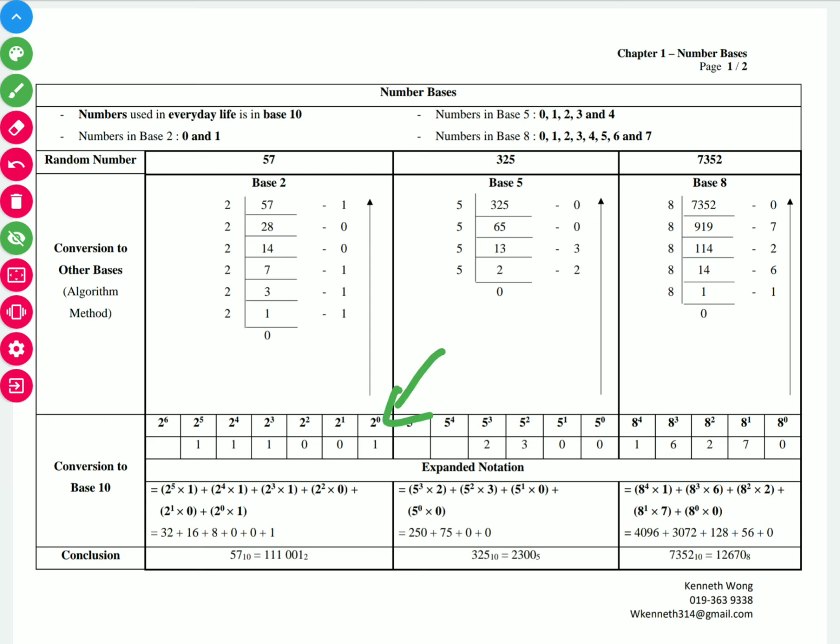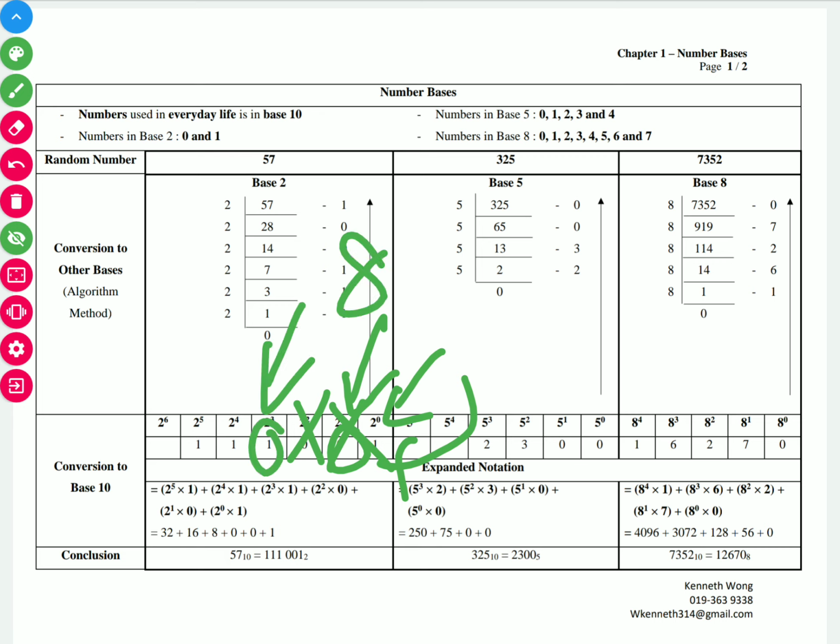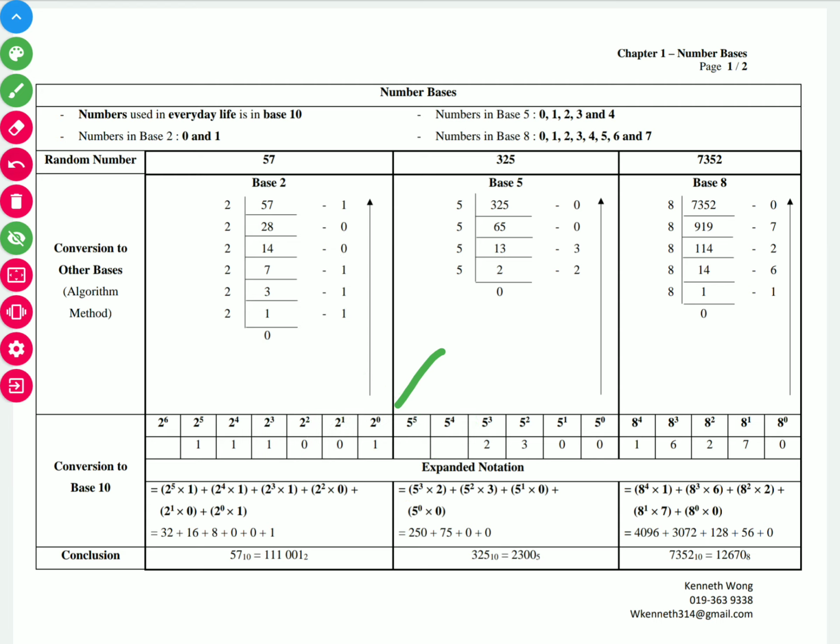2 to the 0, that's 1. Multiplied by 1, that's 1. 2 to the 1, that's 2. But it's multiplied by 0, so that's gone. And this is gone as well because it's multiplied by 0. 2 to the 3, it's 8. And you can see I have 1 of 8, so that's going to be 8. Now all of this can be interpreted and written down here.